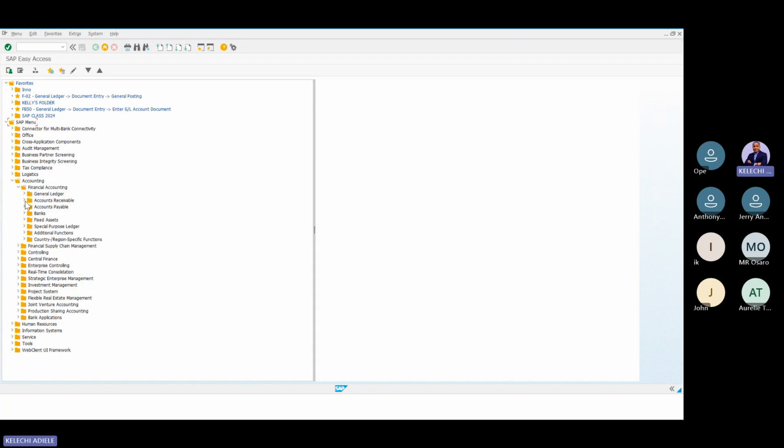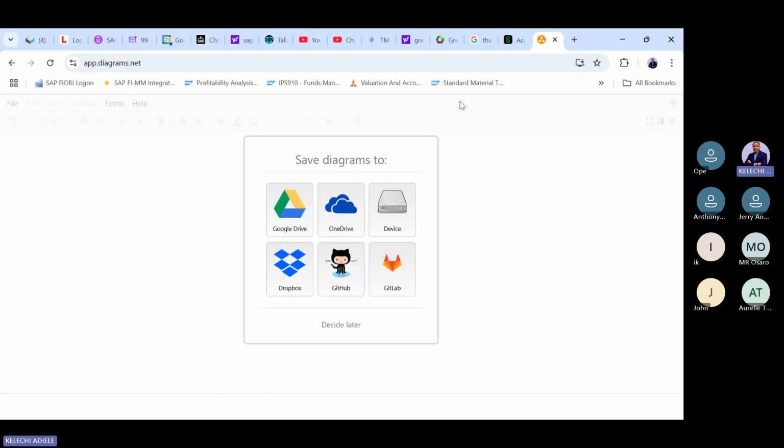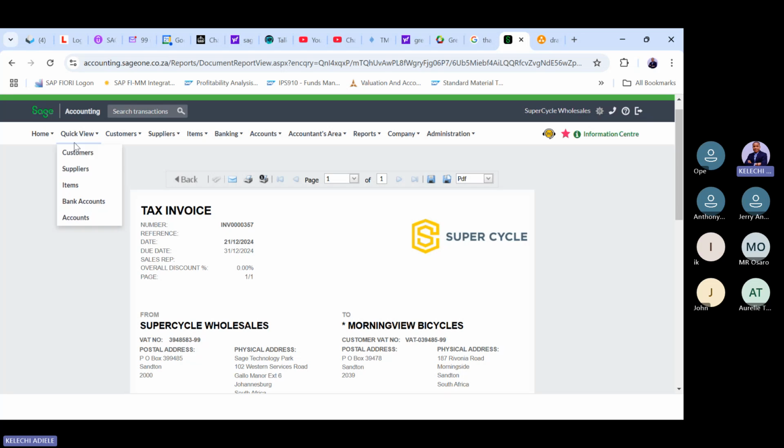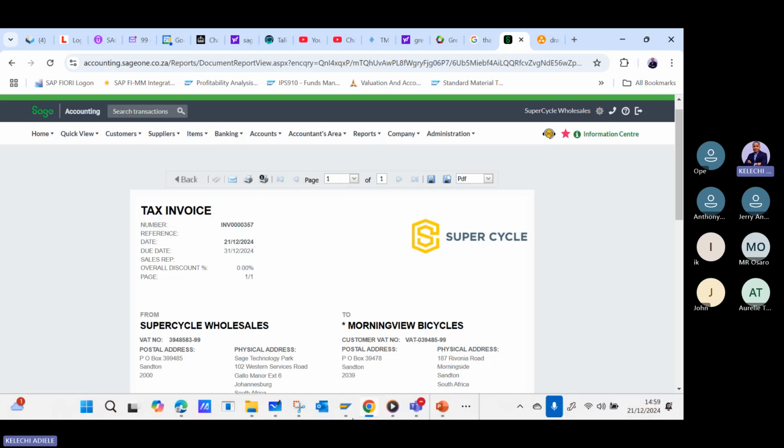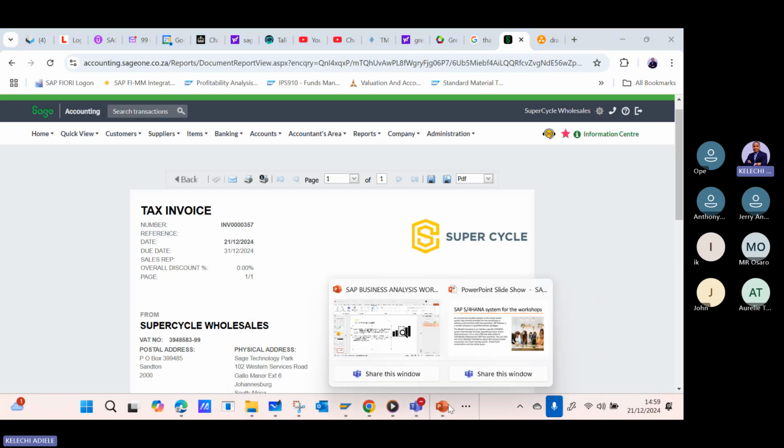In your general ledger, these are transactions you can do in your accounts payable. These are transactions you can do. Same if you want to do this for Sage, it's the same thing. You go to Sage, walk them through. This is home, these are dashboards, these are quick view, these are customer transactions. So end to end, kind of show them how the system works end to end. So that's why it's a very important session.